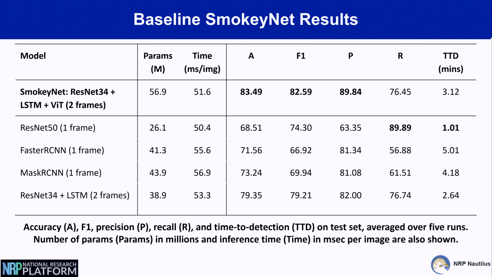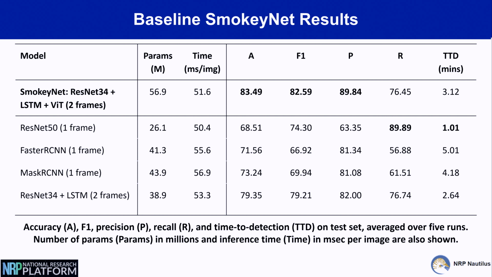Okay, so we ran some experiments. Actually, we ran a lot of experiments to evaluate SmokeyNet against other deep learning approaches for object detection. So in this table here, the first entry you see is SmokeyNet. It's made up of ResNet, which is a CNN, the LSTM, and the ViT, the visual transformer. ResNet is just another CNN. It's a bigger CNN than the one that is used in SmokeyNet.